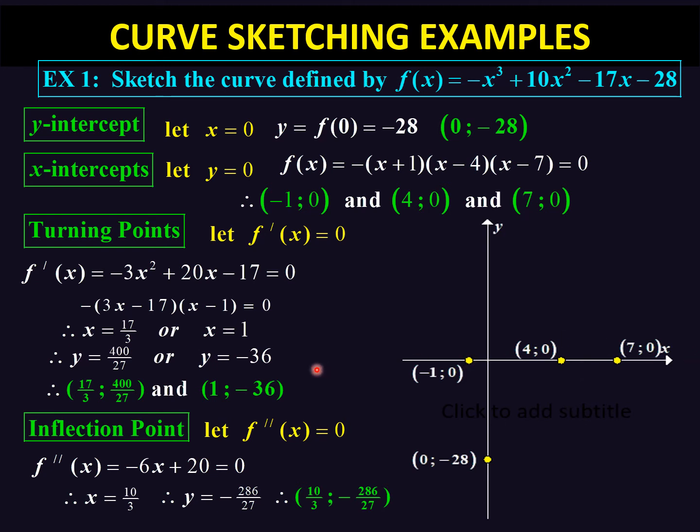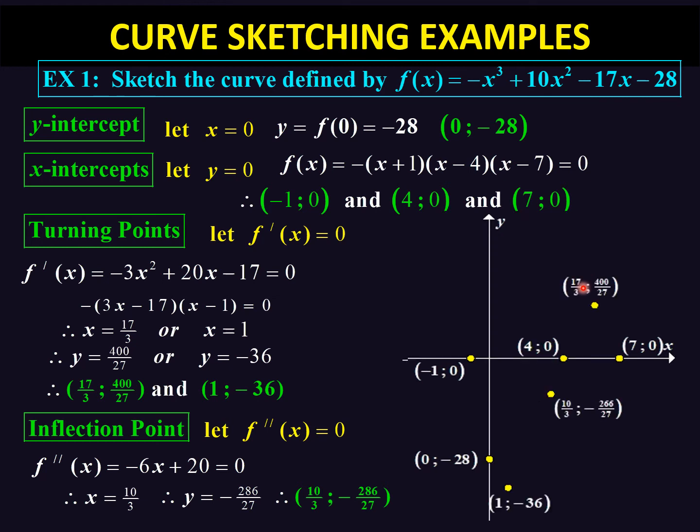So now we need to plot the turning points. Again, plot the easy one first. Which is the easy one? 1 and negative 36. So there's 1, and I look for negative 36, so it's somewhere down there. Plot that. And the other one is 17 over 3, which is 5 and something, comma. So it's somewhere there. Just get that on the calculator and you get a point approximately somewhere there. So let's plot those points. And there's the one turning point, and there's the other turning point.